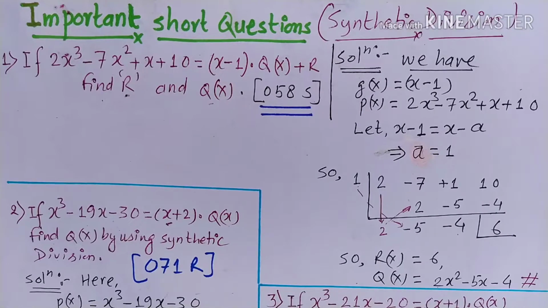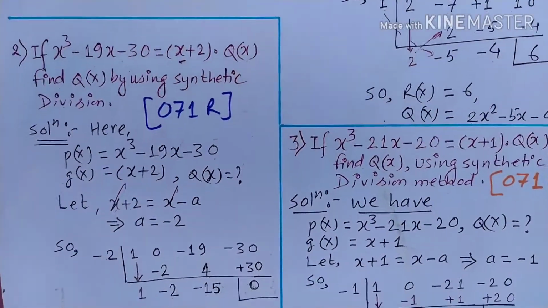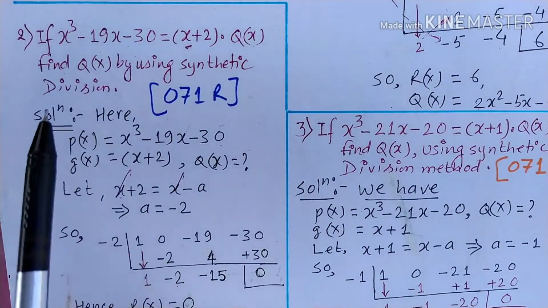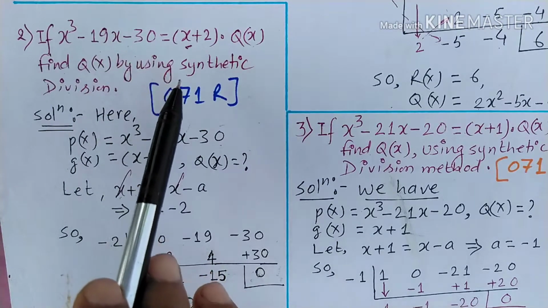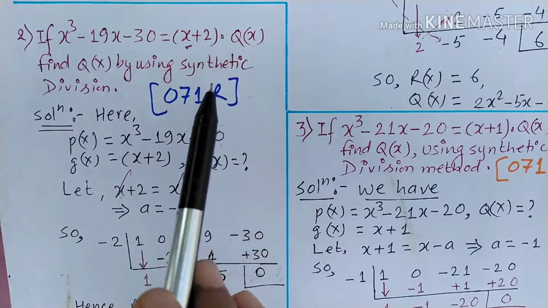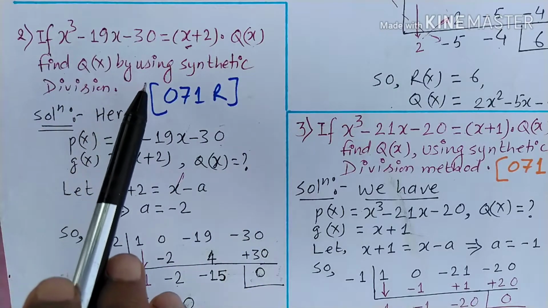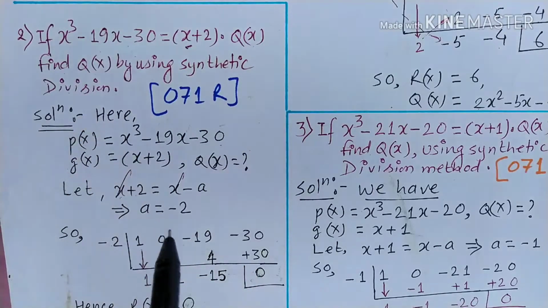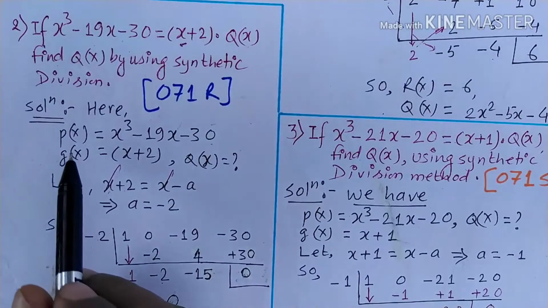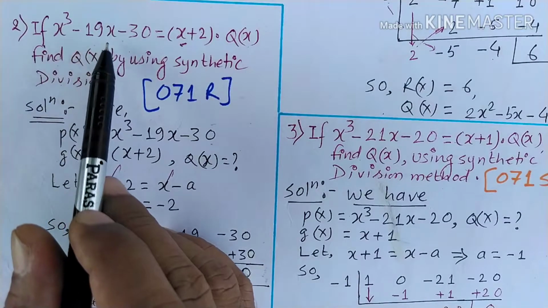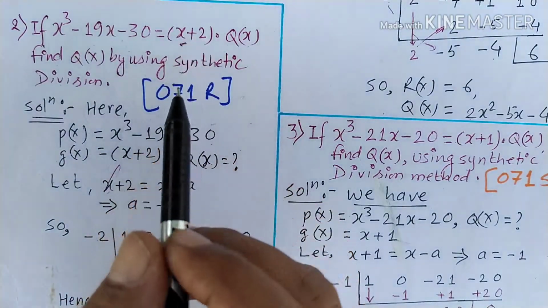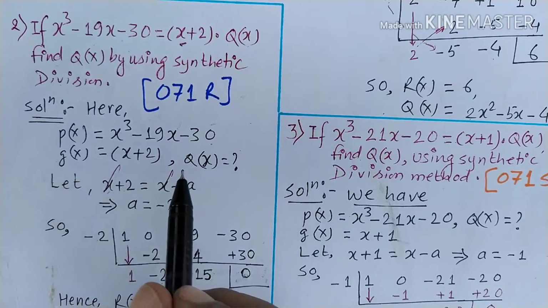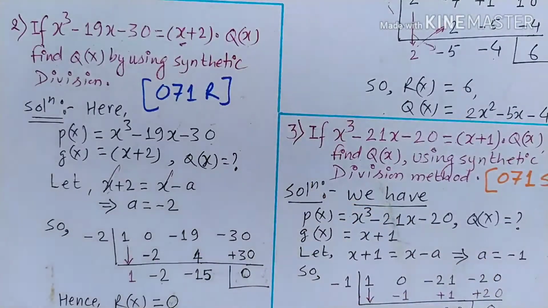And now question 2 is given as, you can see, if x cube minus 19x minus 30 is equal to (x plus 2) times q(x). So find q(x) by using synthetic division. Here you can see this x cube minus 19x minus 30 is p(x). Similarly x plus 2 is the divisor, that is g(x), and we have to find out the value of q(x).